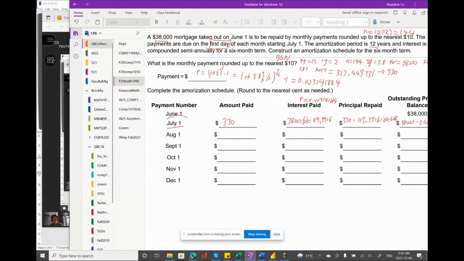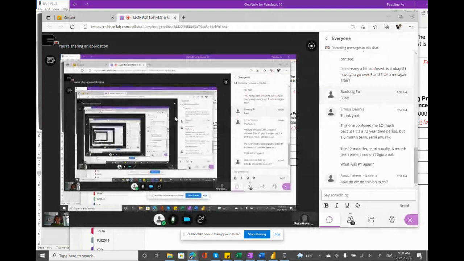You see, 6 months: 1, 2, 3, 4, 5, 6. It just asks you to construct this 6 months term. When you calculate the mortgage, you need to base it on the amortization period, not on the 6 months. Amortization period is 12 years. So N equal to 12 years, which is the same as 144 months.